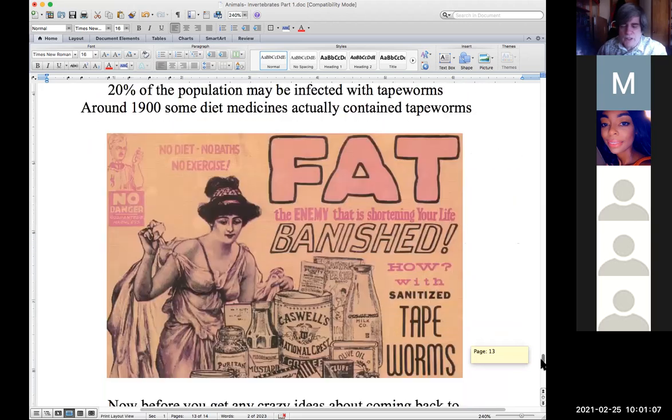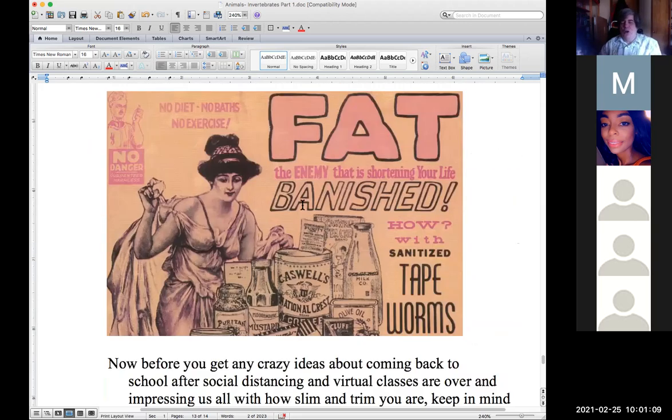Keep in mind when we look at tapeworms, if you go back to the early 1900s, tapeworms were actually sold in diet pills. And the idea was that you could eat a tapeworm and lose weight. And most people who have tapeworms are relatively skinny. But keep in mind, the tapeworm really is as thin as a piece of tape. And remember, I said the body isn't even as wide as a piece of tape.